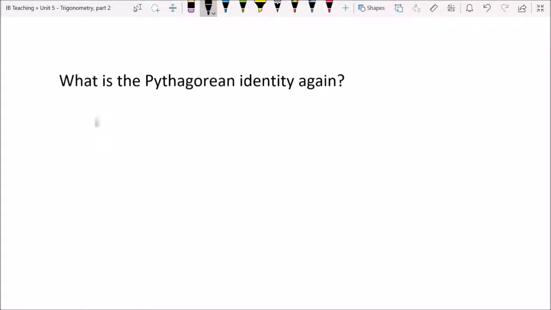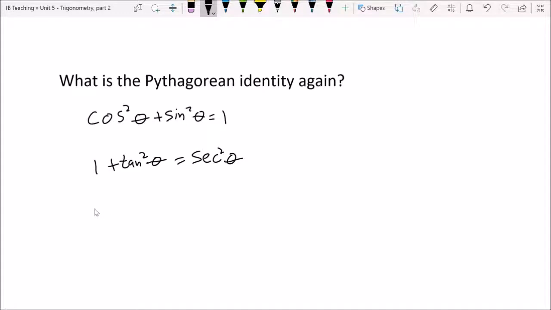I'd like you to remember from the last unit that we learned about how cosine squared theta plus sine squared theta equals 1. That was the first Pythagorean identity, and then we had two other forms of the exact same thing. In one of those examples, we had divided by cosine, and then we had 1 plus tan squared. If we divided by cosine, that meant that this was secant squared over on the right. And then the last one, we had cotangent squared plus 1 equals cosecant squared.